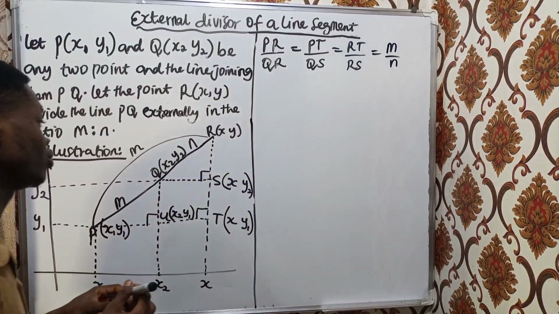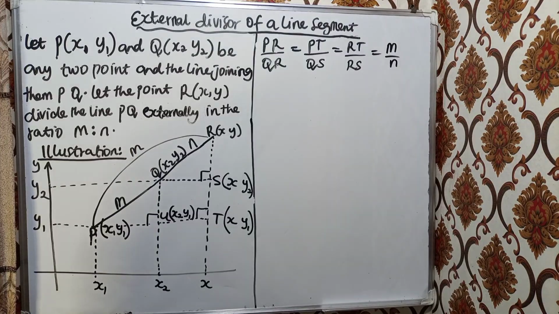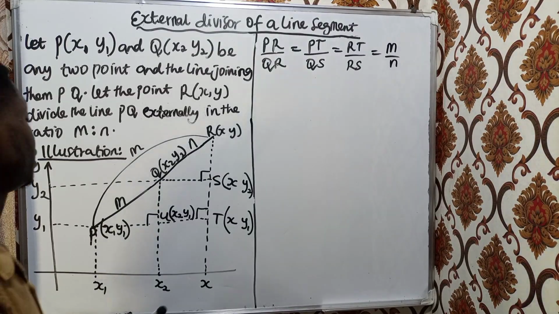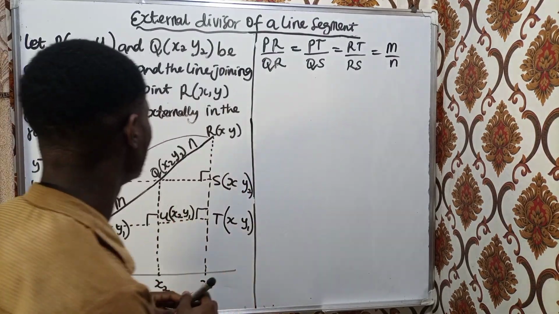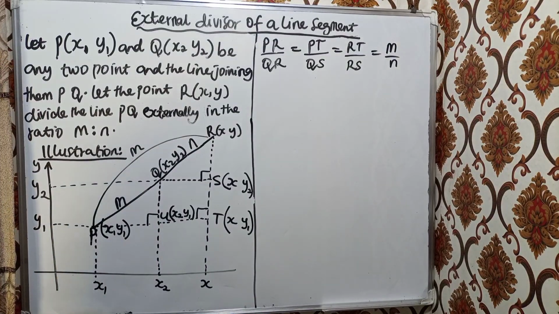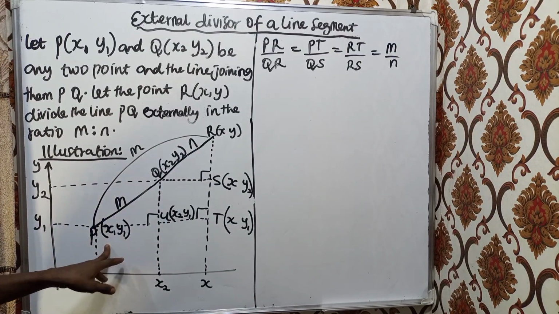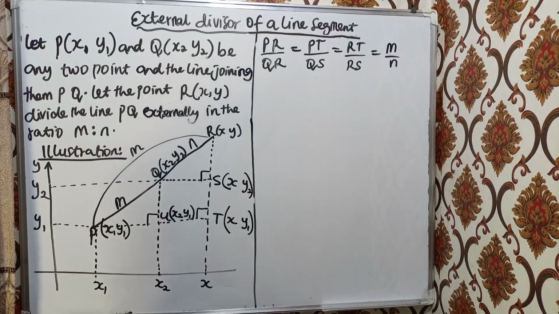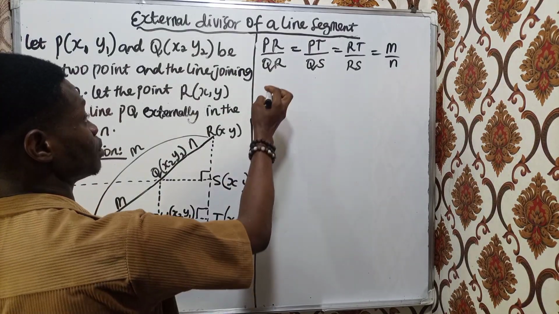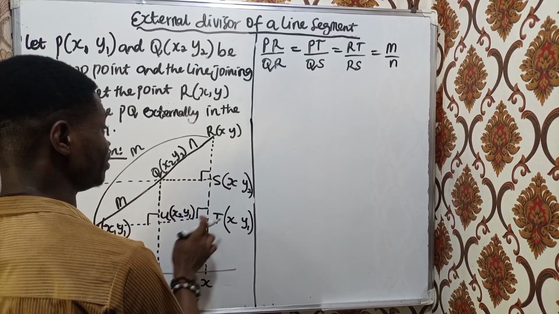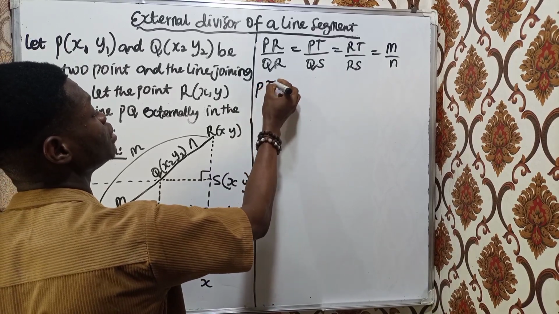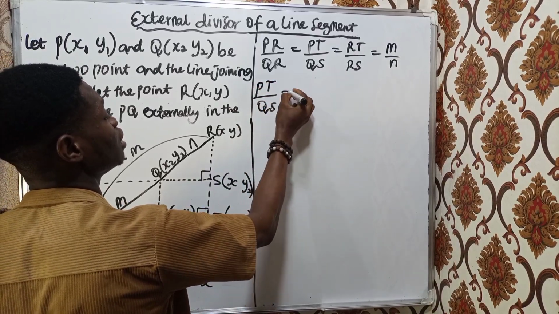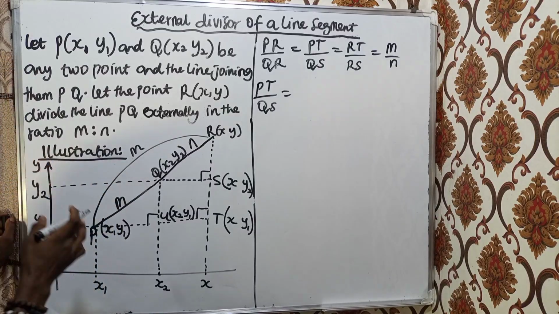This thing is equals to M over N. So that's it. And now we are looking for x. I'm going to take horizontal first, so let me find for my x axis. I'm going to take this one, which is horizontal PT. I'm going to have that PT all over QS is equals to M over N.